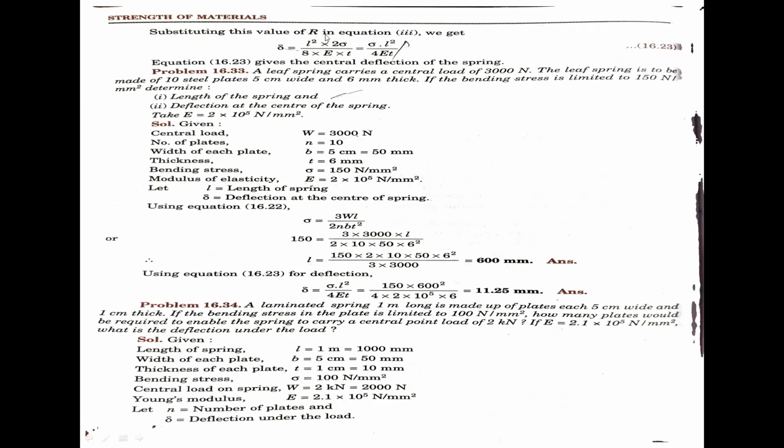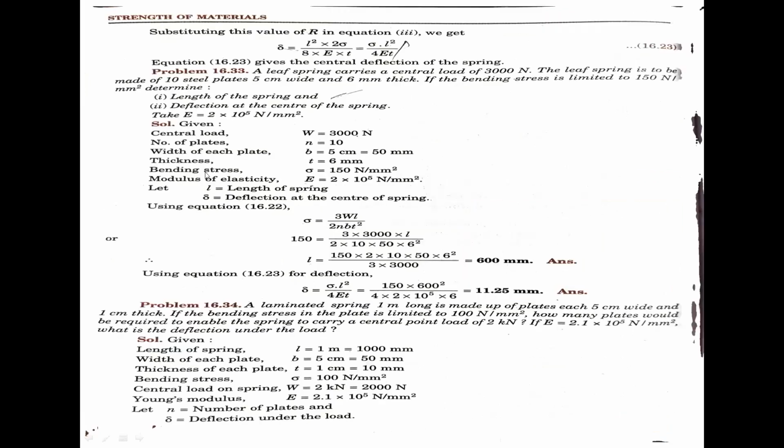Substituting this value of R in equation 3: delta equal to L square by 4 into 2R, that means finally L square by 8R. The R value you have to substitute in this equation 3. Finally we get L square by 8 into 2 sigma by E t, that is 2 sigma L square by 8 E t. Finally, deflection equal to sigma L square by 4Et. That is the formula for calculating the deflection for leaf spring.